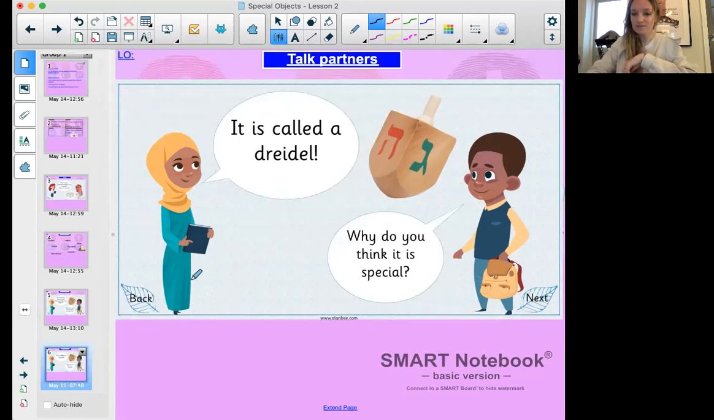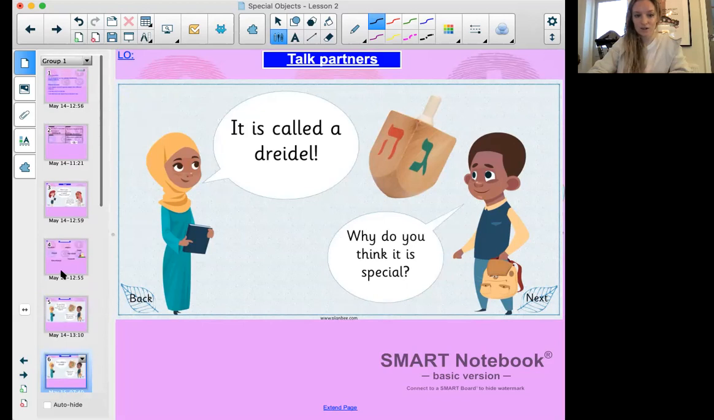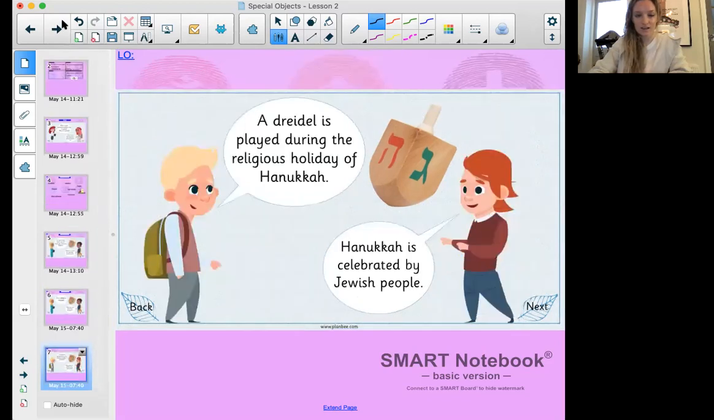It's called a dreidel. Why do you think it is special? Think about the religions that we've been learning about and when it might be used. Have a little go at answering the question. All right, a dreidel is played during the religious holiday of Hanukkah. And Hanukkah is celebrated by Jewish people. Before Christmas, we broke up for Christmas, we did a little mini lesson about Christmas around the world, and we made some Hanukkah cards. And we talked about Hanukkah and I said my family has celebrated Hanukkah before, so it's a really fun holiday.